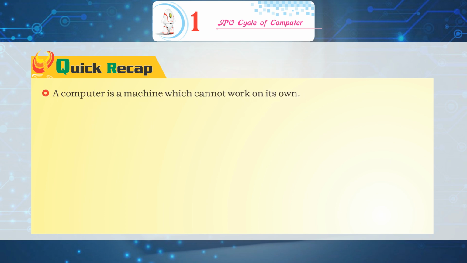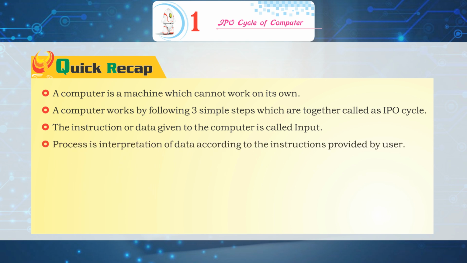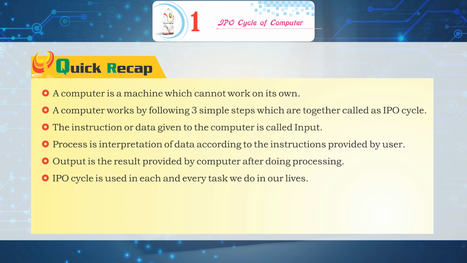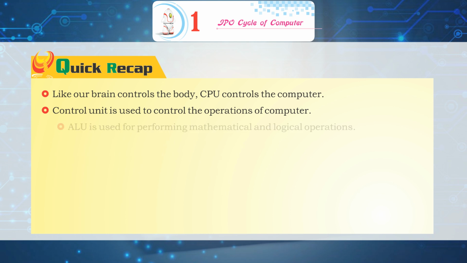Quick recap. A computer is a machine which cannot work on its own. A computer works by following 3 simple steps, which are together called the IPO cycle. The instruction or data given to the computer is called input. Process is the interpretation of data according to the instructions provided by the user. Output is the result provided by the computer after doing processing. The IPO cycle is used in each and every task we do in our lives. Like our brain controls the body, the CPU controls the computer. The control unit is used to control the operations of the computer.